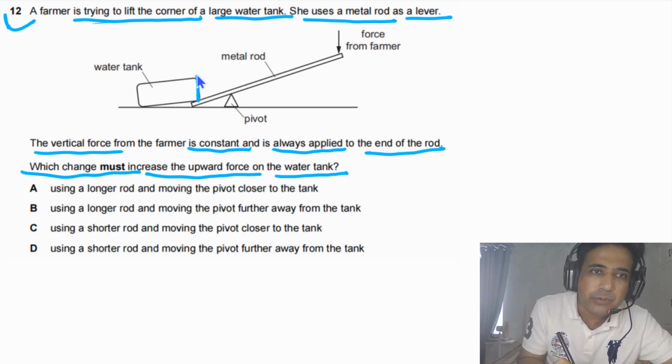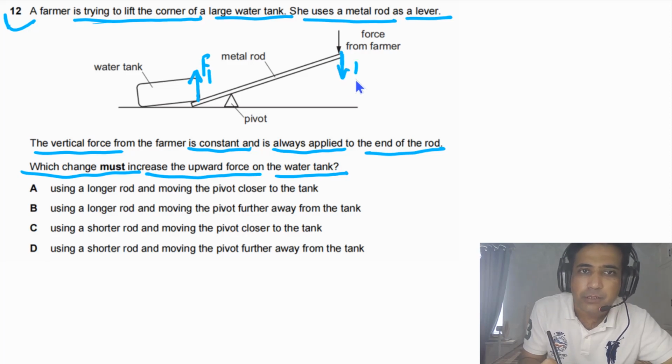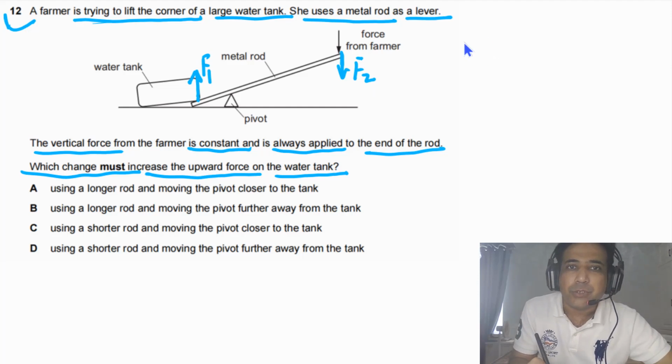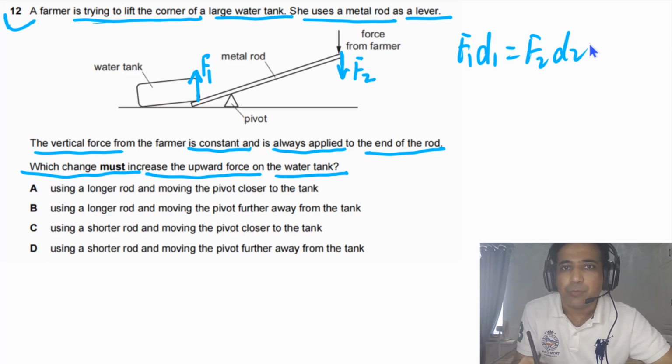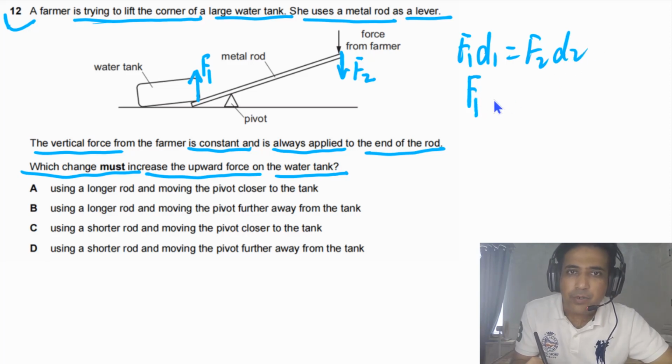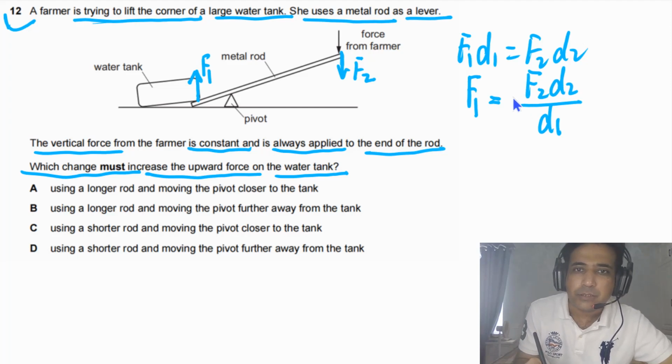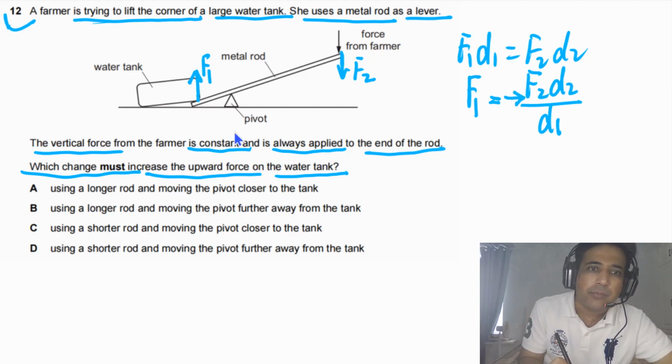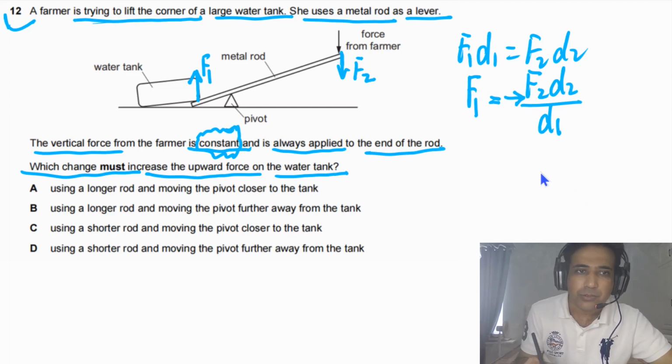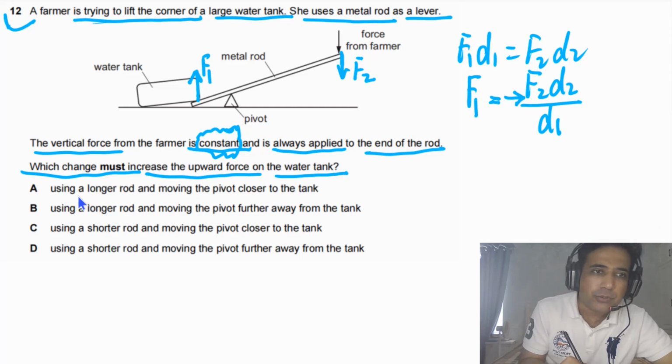For this purpose, we can first of all assume the force on the water tank is F1 and the force from the farmer is F2. In this case, the product of F1 and d1 has to be equal to F2 d2. We are interested in F1, so we can make F1 the subject: F1 has to be equal to F2 d2 divided by d1. For this question, it is given that F2 is constant because the force from the farmer is constant. Now if you look at the given options, option A says using a longer rod.